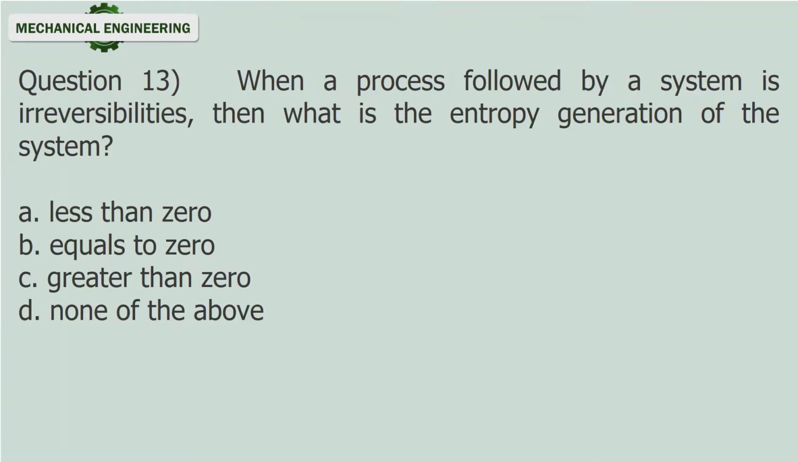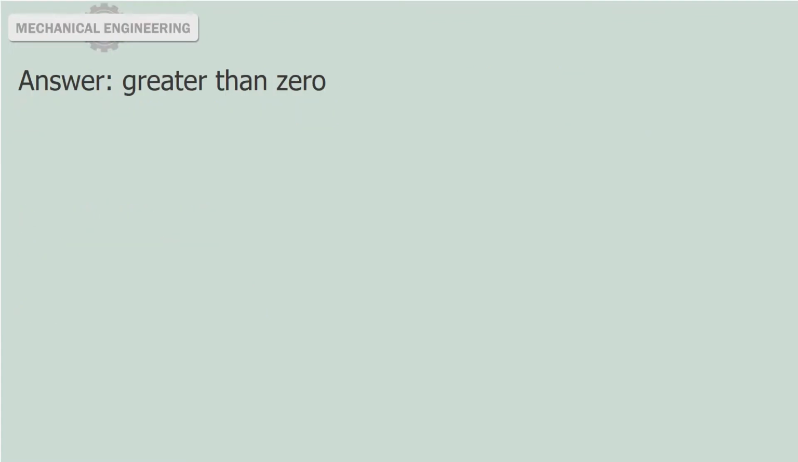Question 13. When a process followed by a system is irreversible, then what is the entropy generation of the system? A. Less than 0. B. Equals to 0. C. Greater than 0. D. None of the above. Answer: greater than 0.